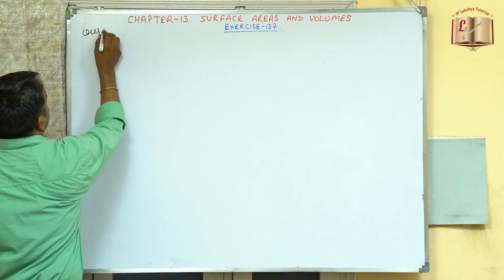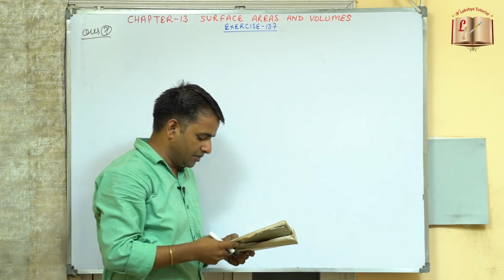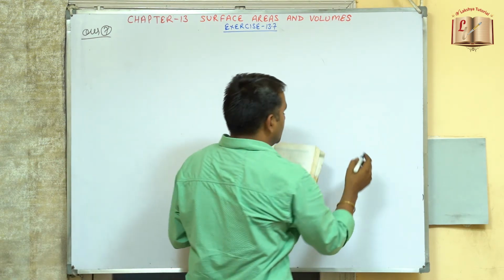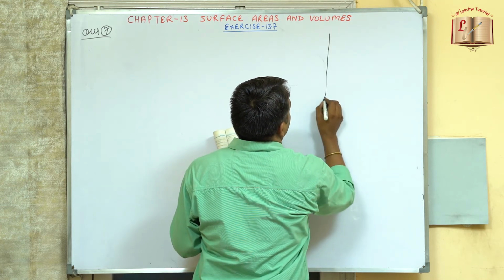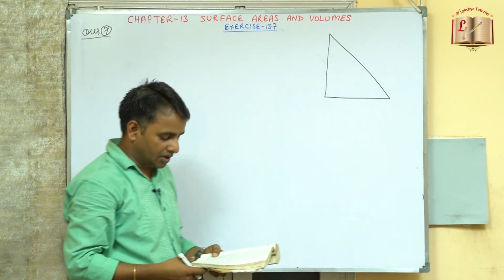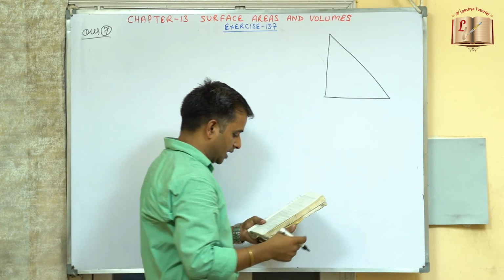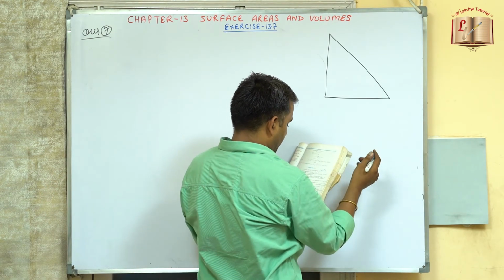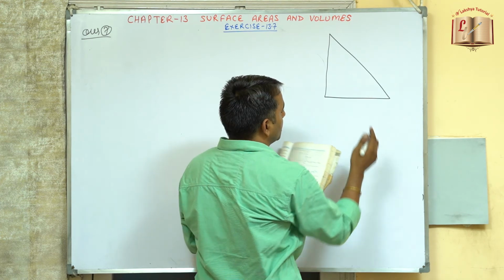So now coming to question number 7. A right triangle ABC with the sides 5, 12 and 13. इस क्वेश्चन को ध्यान से देखिएगा बिकॉज एग्जाम्स में ये क्वेश्चन बहुत ज़्यादा पूछा जाता है. A right triangle ABC with the sides 5 centimeter, 12 centimeter and 13 centimeter is revolved around.